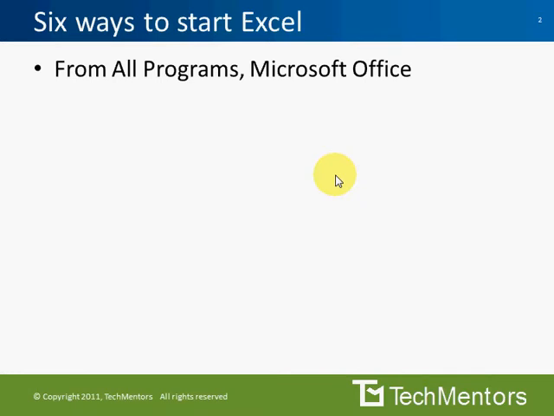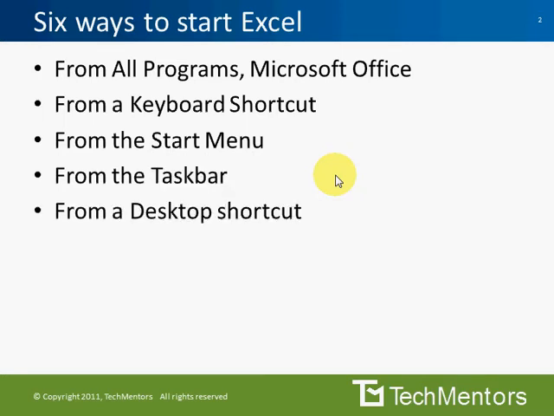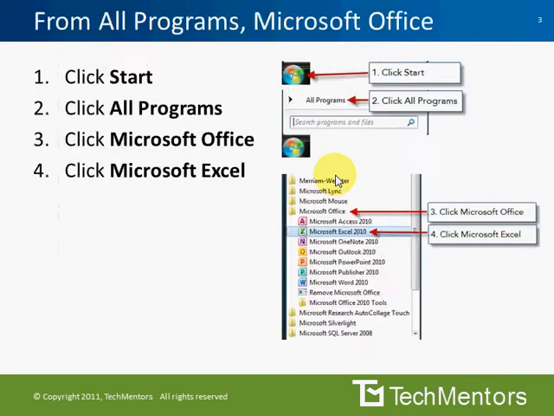Most of you know that you can do it by going to Start, All Programs, and selecting Microsoft Office and picking Excel from there. But we're also going to show you in this video how to do it from a keyboard shortcut, how to do it from the Start menu, how to do it from the taskbar, how to do it from a desktop shortcut, and finally how to start Excel by double-clicking an Excel file icon.